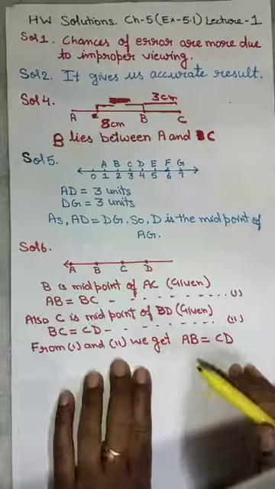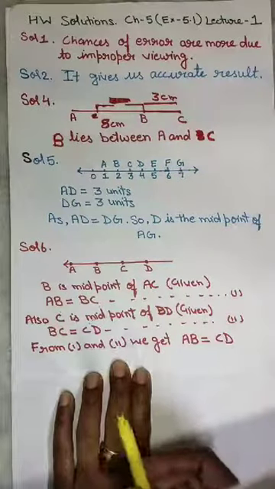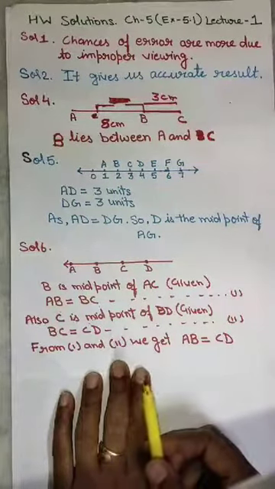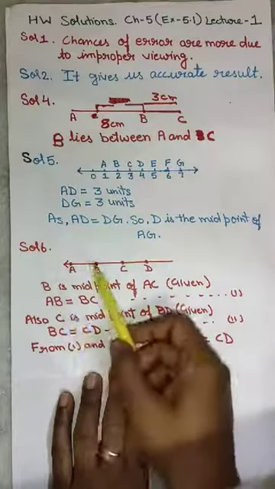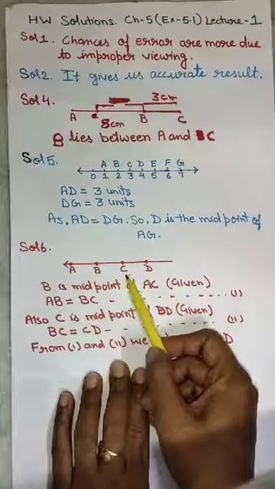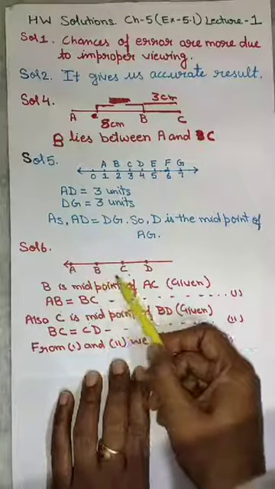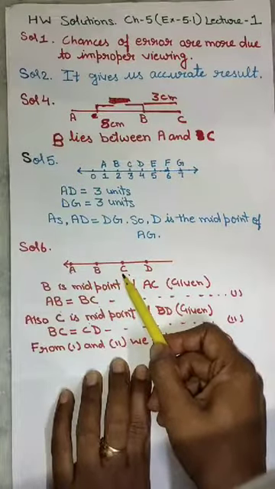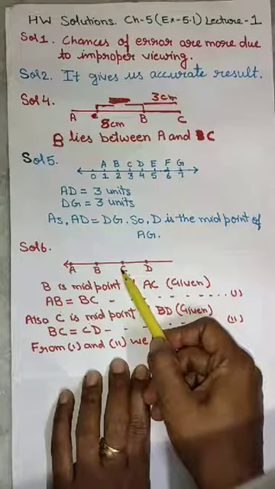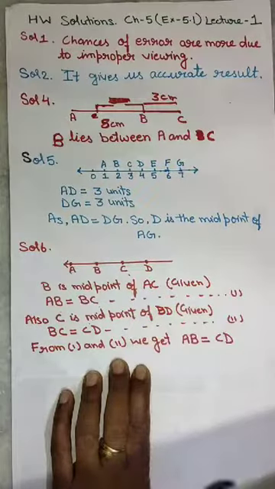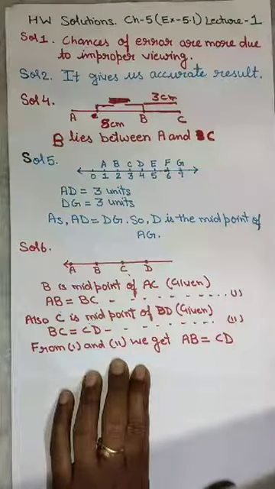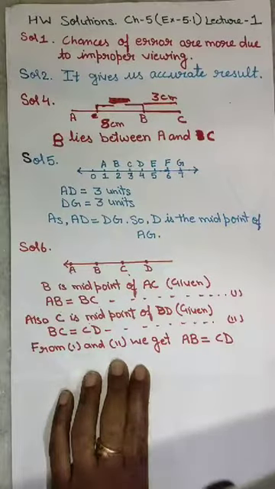See question number 6. If B is the midpoint of AC and C is the midpoint of BD. Here I have made the figure. B is the midpoint of AC. This is the B. B is at the midpoint of AC. And C is the midpoint of BD. C is at the midpoint of BD. Now you have to tell where A, B, C, D lie on a straight line. Say why AB equal to CD.